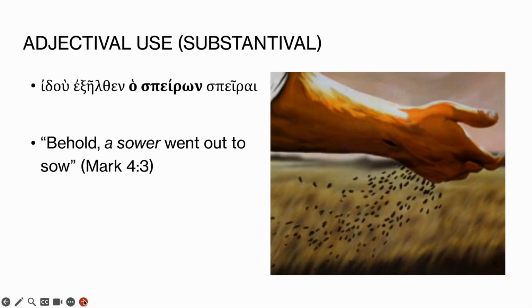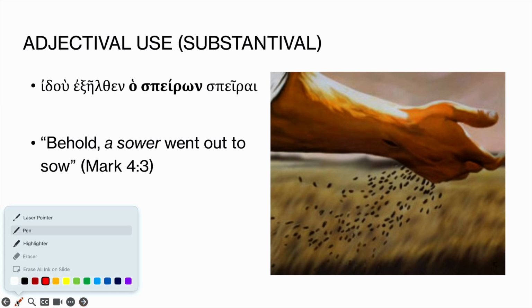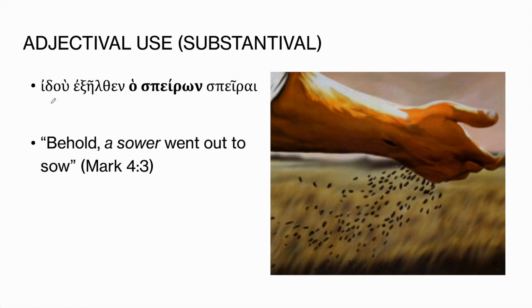This is an example of a participle acting like a noun, a substantive. This is from the parable of the sower. So here in the Greek, idou exelthen ho speiron speirai. That's an interjection. Behold, or look. Here's your main verb, exelthen. It's a second aorist. So he went out. This is your participle, and it's from the verb speiro, to sow.